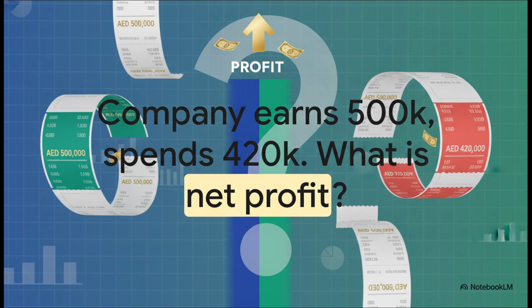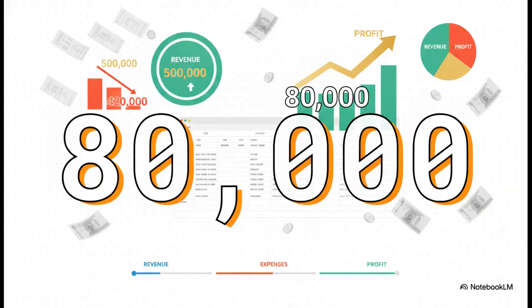Here is question number 1. If a company earns 500,000 dirhams and spends 420,000 dirhams, what is its net profit? I'll give you just a second to calculate the math in your head. 80,000 dirhams. Yes, fantastic job if you got that right. You simply take the 500,000 in revenue, subtract the 420,000 in expenses, and there's your profit.